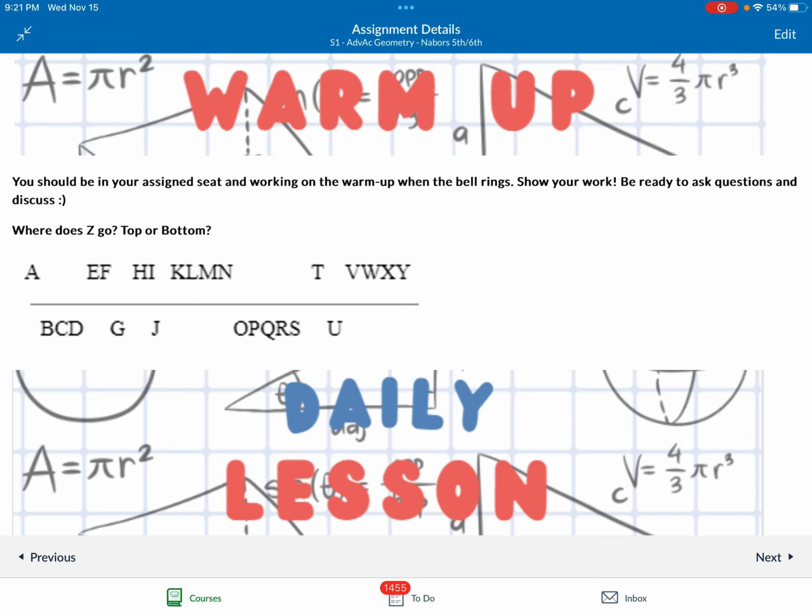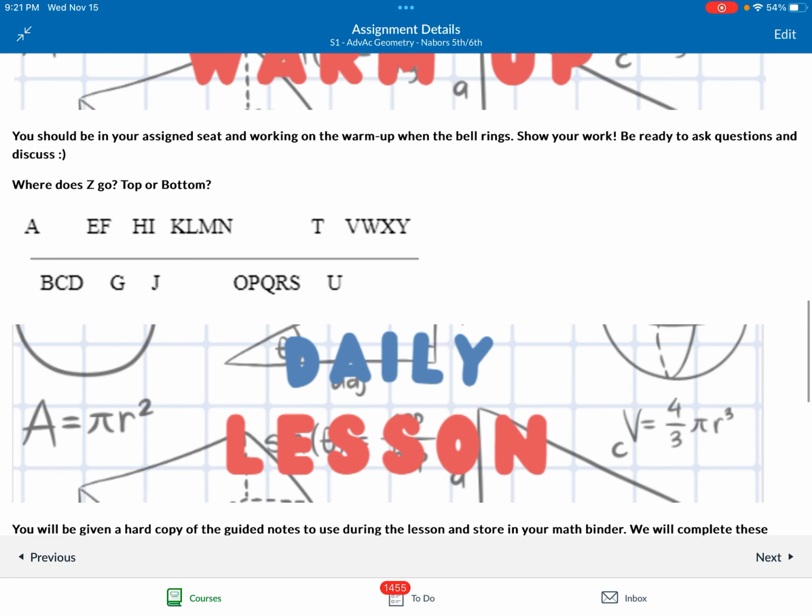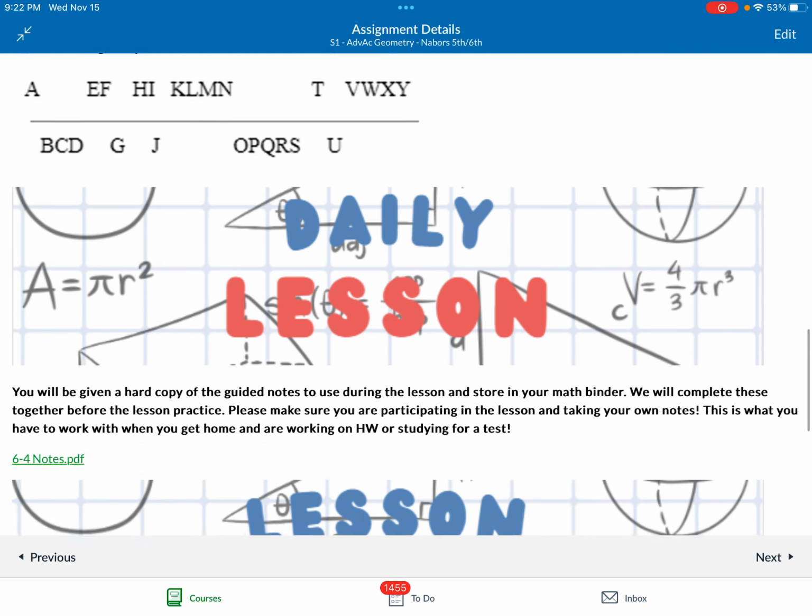Let's start off with the riddle, aka the warm-up. We have here every single letter of the alphabet. They have either been placed on the top row or on the bottom row. The only letter not listed is the Z. So you have to decide, does the Z go on the top or the bottom? I'll just let you ponder that till Thanksgiving's over.